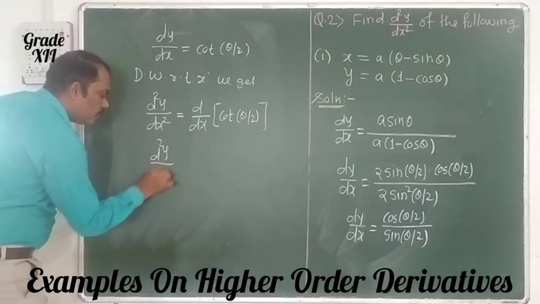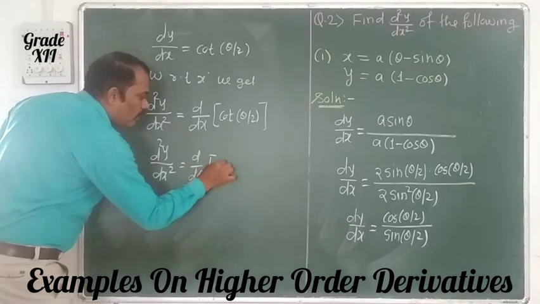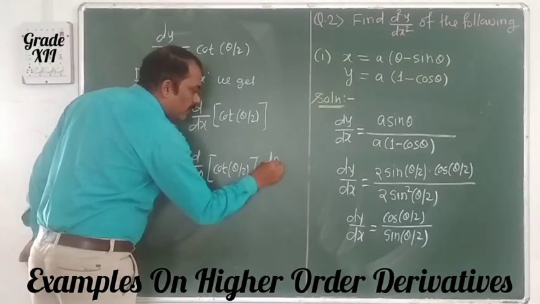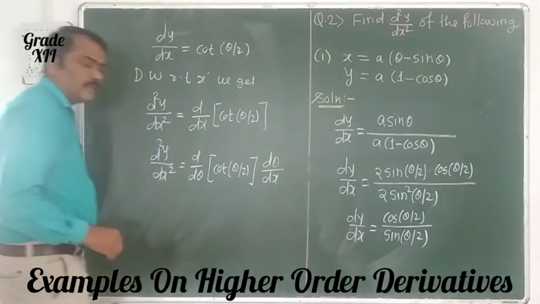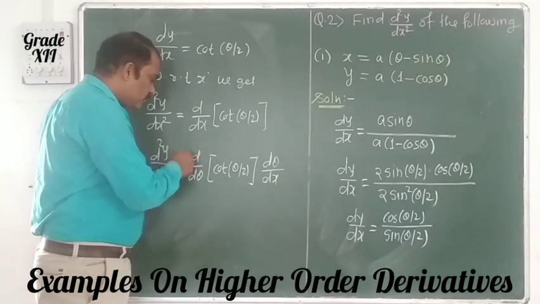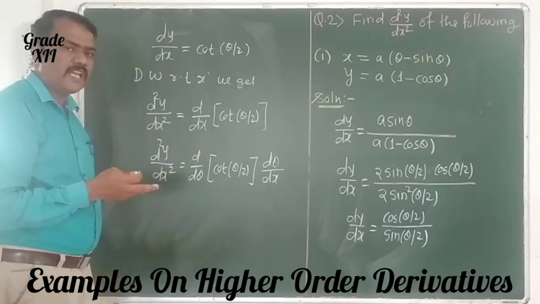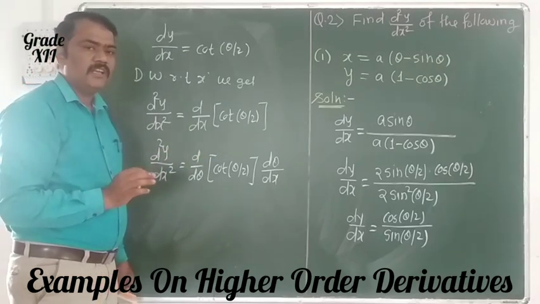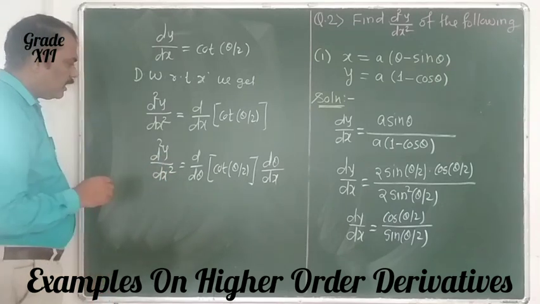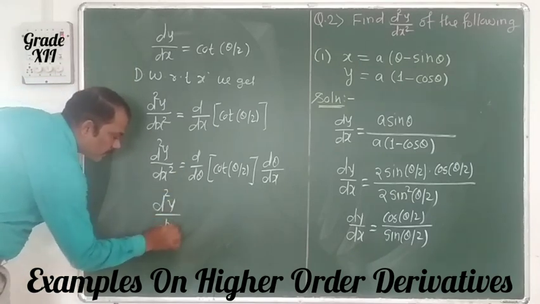d2y by dx square is equal to d by d theta of cot of theta by 2, and this can be adjusted by d theta by dx. Or in the simple way, if we want to keep in mind, d theta gets cancelled, remaining only d by dx. But here it is a derivative, so we cannot cancel that. For our simplification, this is how to keep it in mind. Okay. First we have to differentiate with respect to theta.